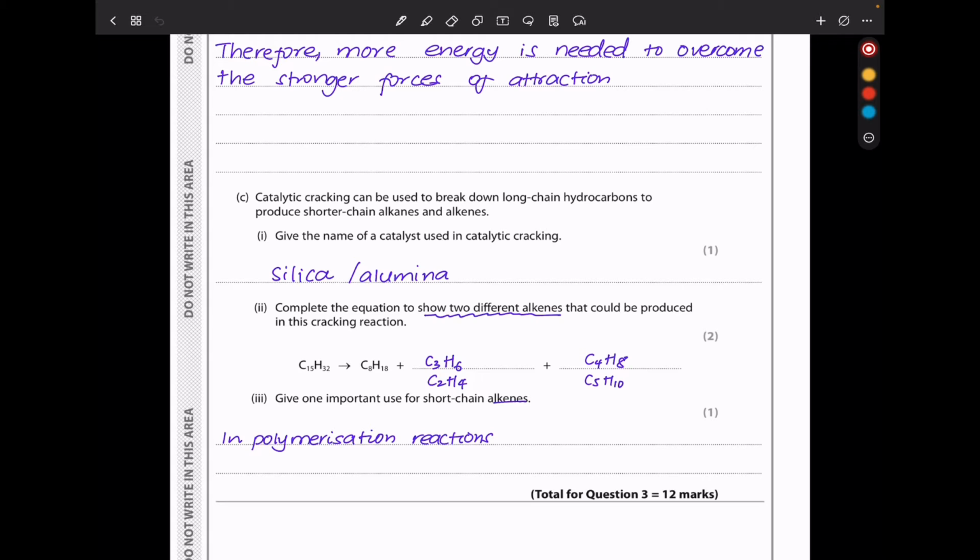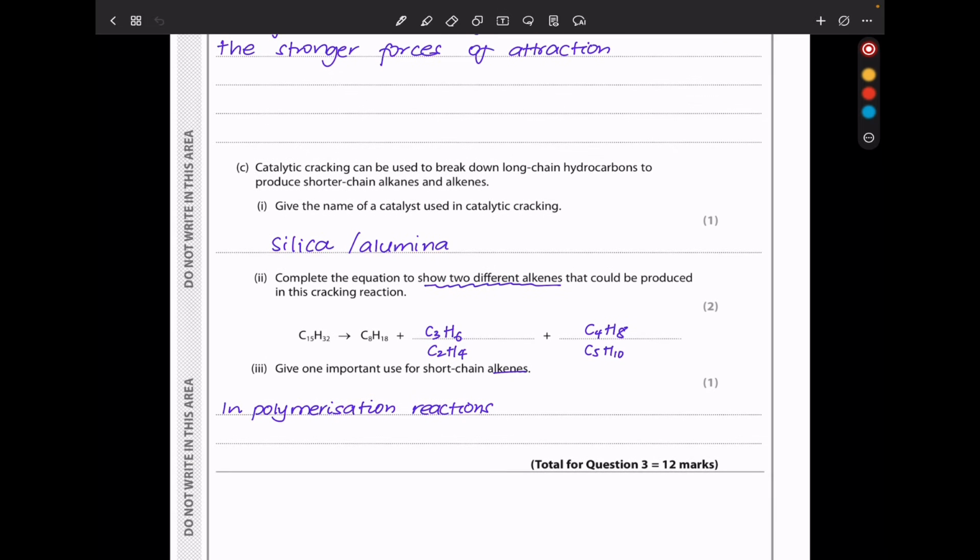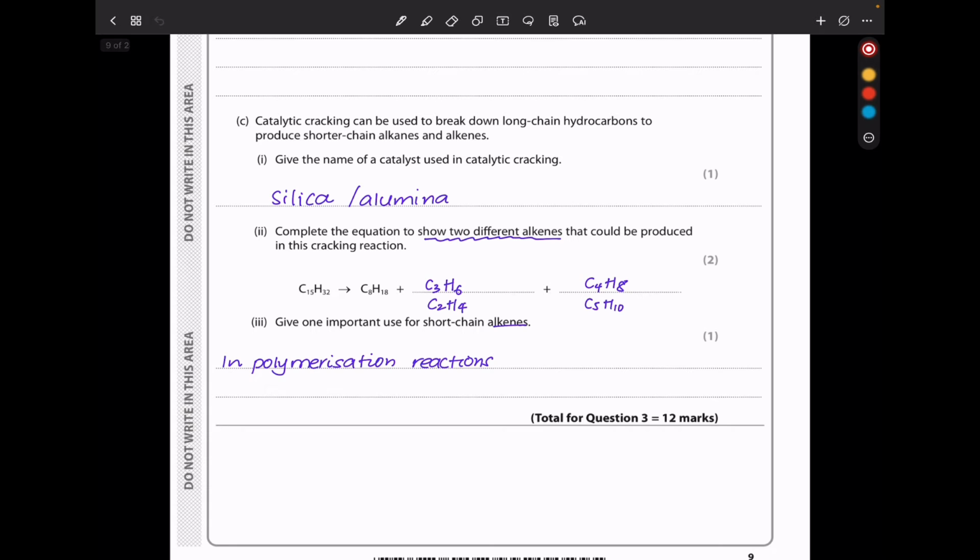And in part C, catalytic cracking can be used to break down long-chain hydrocarbons to produce shorter-chain alkanes and alkenes. Give the name of a catalyst used in catalytic cracking. We can use silica or we can use alumina. Next, they say complete the equation to show 2 different alkenes that could be produced in this cracking reaction. This cracking reaction has already produced 1 alkane, so the rest are going to be alkenes.